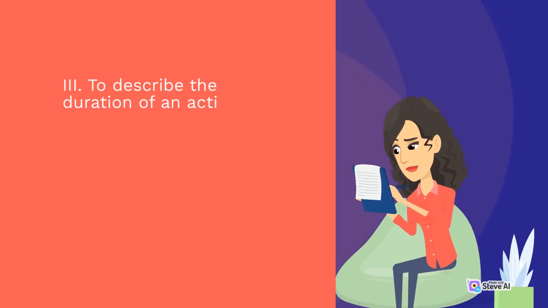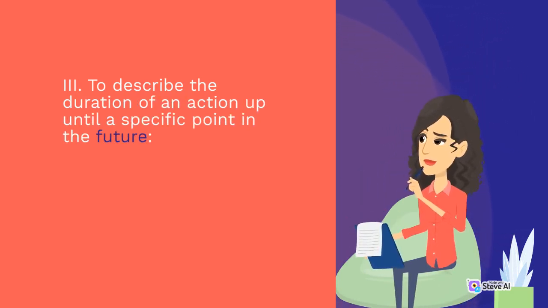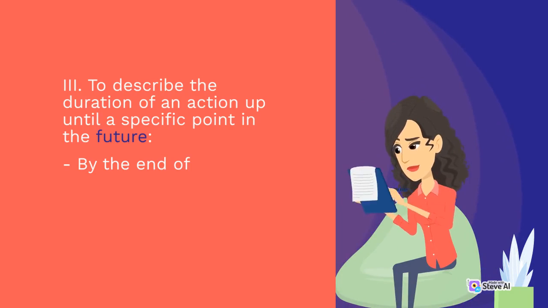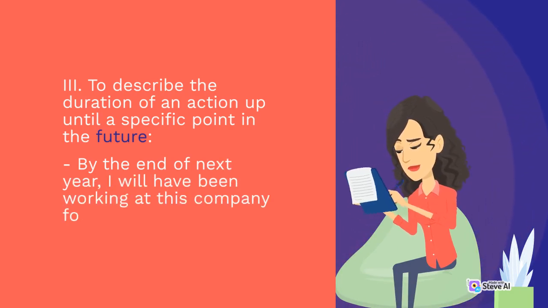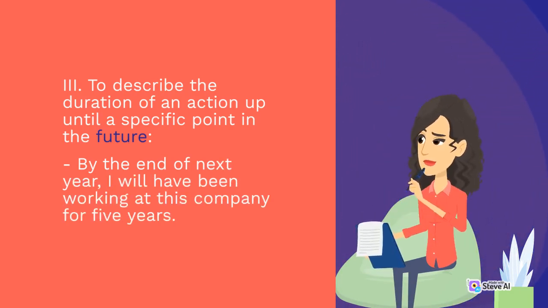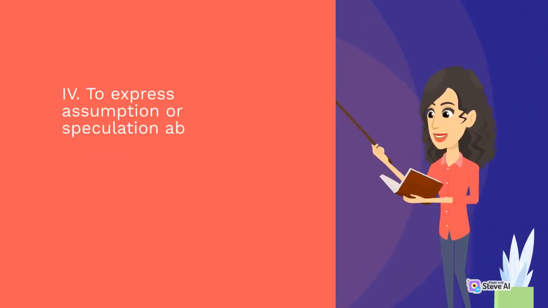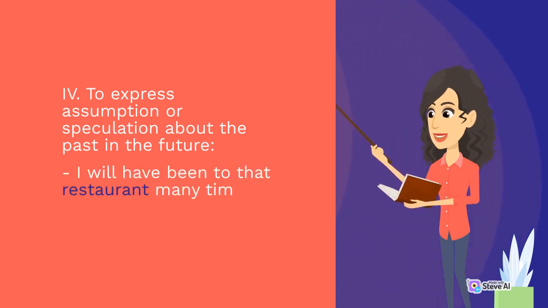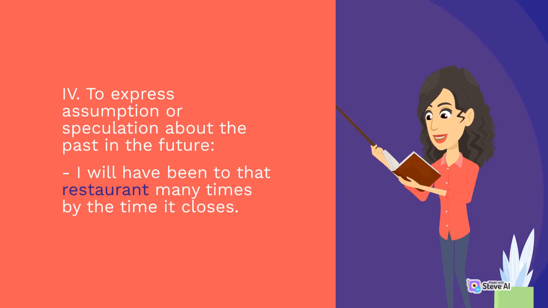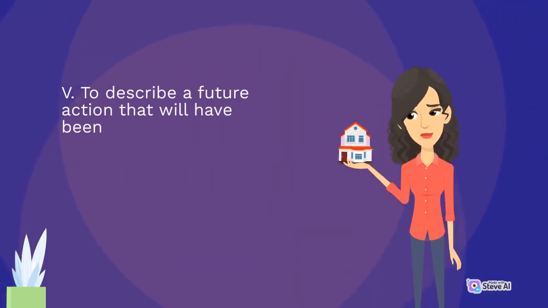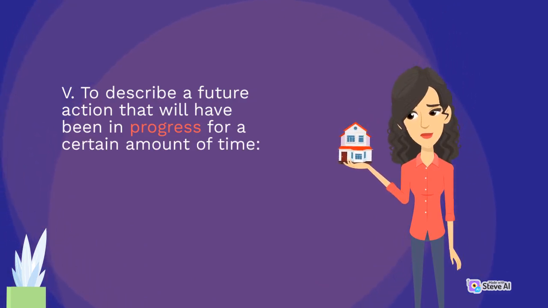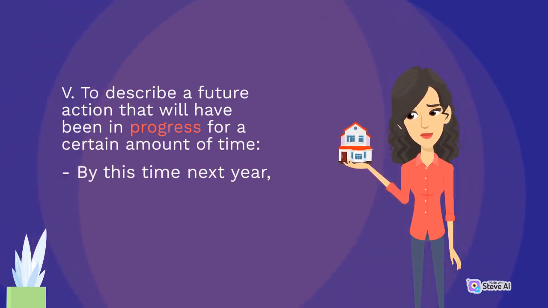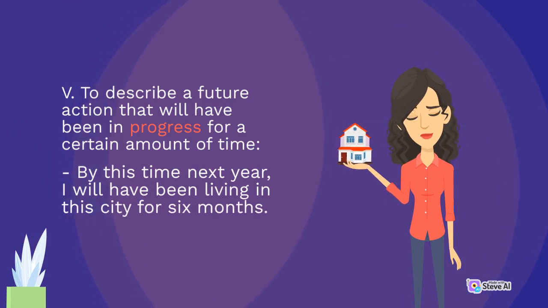3. To describe the duration of an action up until a specific point in the future. By the end of next year, I will have been working at this company for 5 years. 4. To express assumption or speculation about the past and the future. I will have been to that restaurant many times by the time it closes. V. To describe a future action that will have been in progress for a certain amount of time. By this time next year, I will have been living in this city for 6 months.